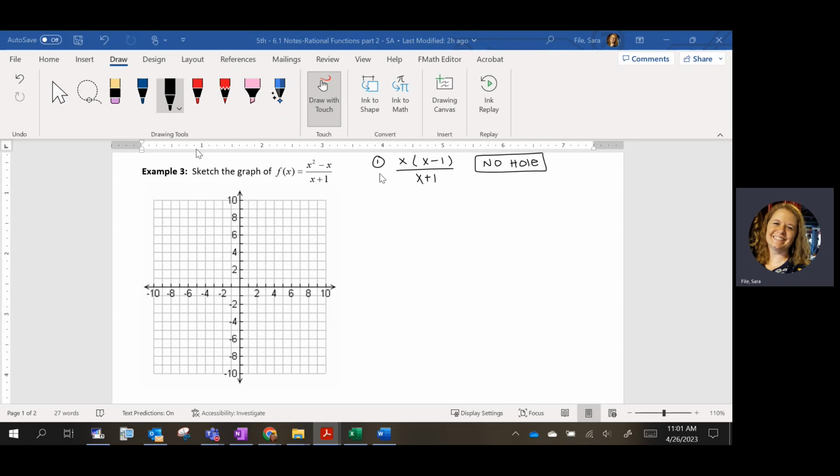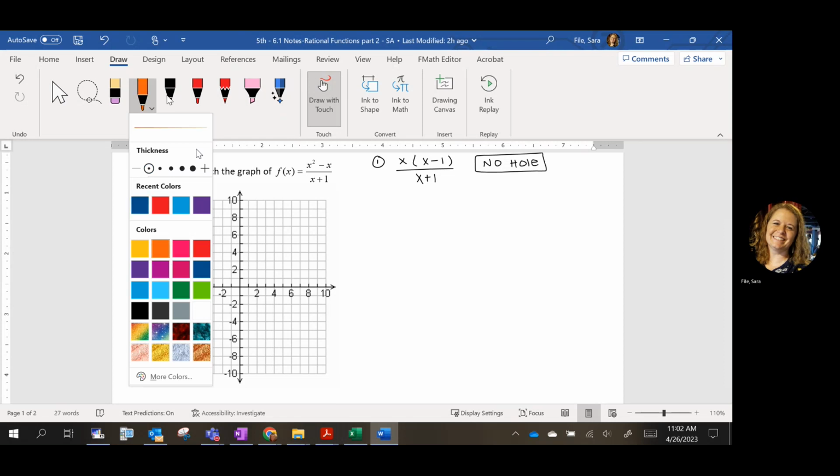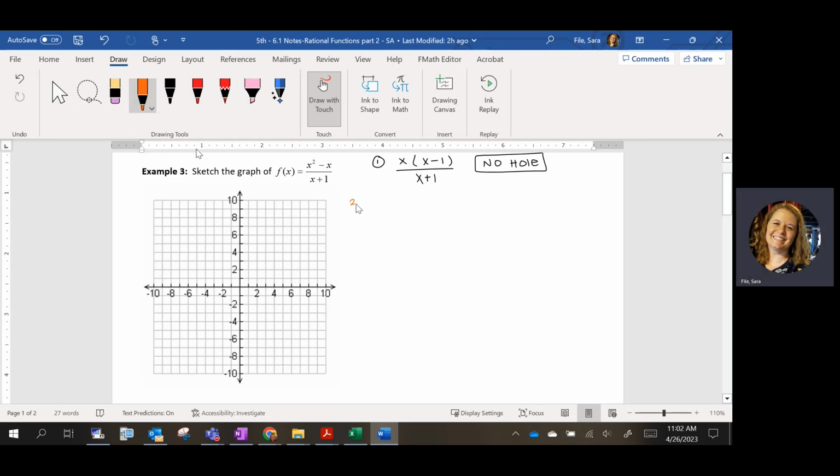Okay. If there was a hole, you would plot it like a point, but it would be an open circle instead of a solid point. All right, now step 2 says to find the y-intercept, excuse me. You're not going to have more than one y-intercept. It wouldn't be a function.